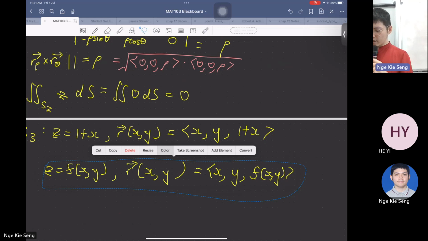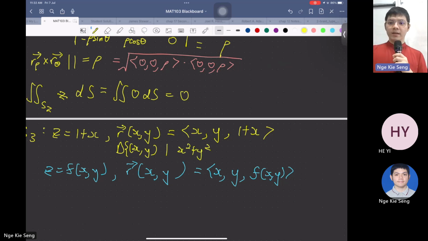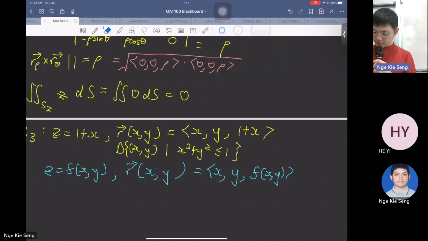In other words, where do we take our X and Y from? Where does my X, Y lie in? They live in a disk, which satisfies x squared plus y squared is less than or equal to 1. So this is where our X, Y live.